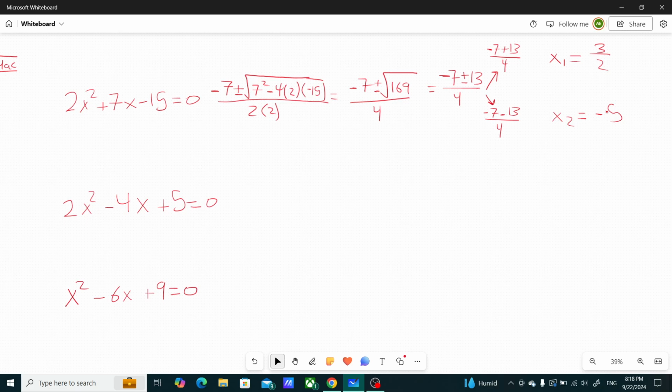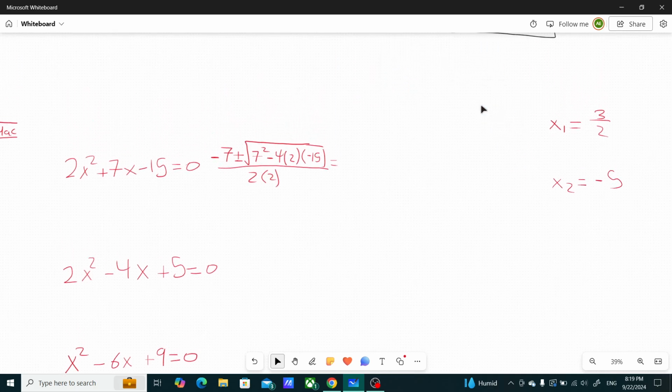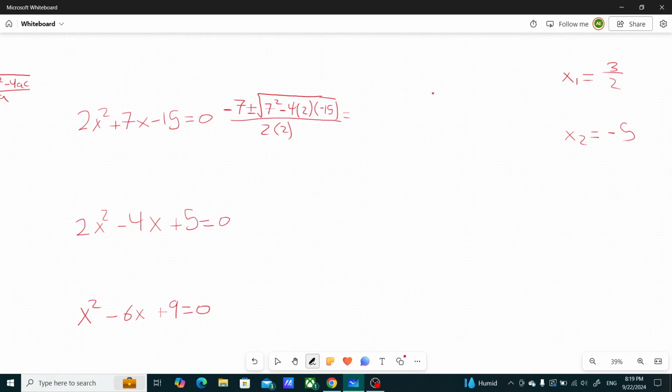So in this case, I have two x values, two distinct intersections with the x-axis. Now that we know our x values, we can draw our quadratic function on the xy axis. It has an intersection at 3 over 2 and one at negative 5. A is positive, so it's opening upwards, so it's going to look something like this. And this is the case of two solutions.